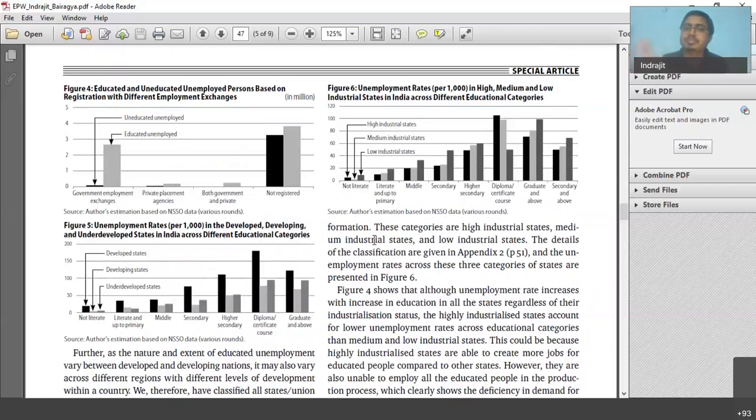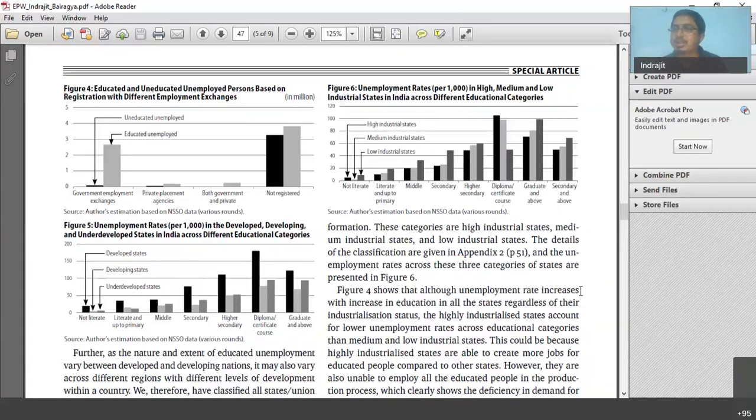And then we linked the data and computed the educated unemployment rate across different education levels. We see that this is the high industrial state, and except for diploma courses, for graduate and above, the unemployment rate in high industrial states is lower as compared to medium and lower industrial states. So what does it mean, even though there is a substantial percentage of unemployed? The issue here is that demand is certainly a problem.